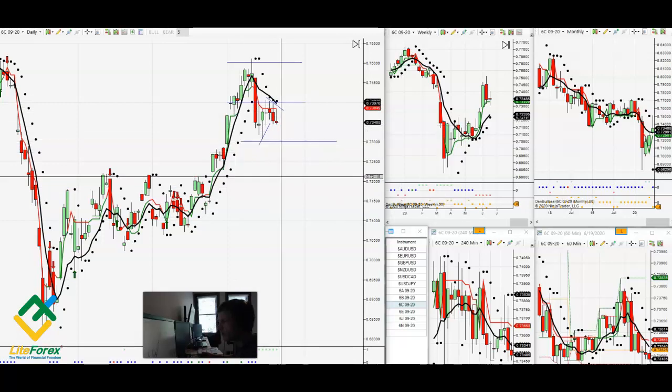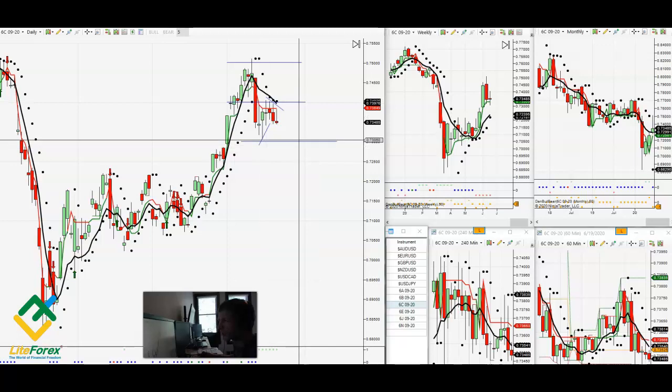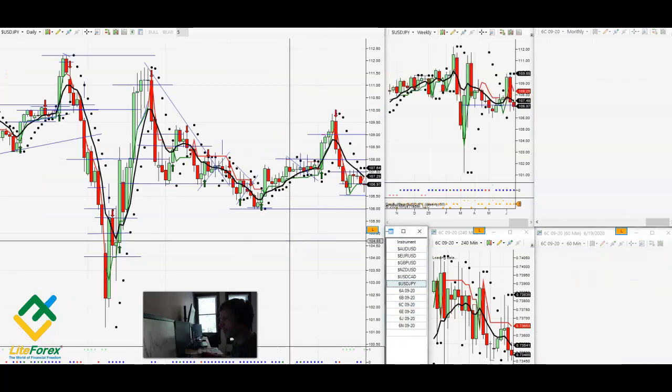73 is going to be a very important support level. You can see on the 15th it came down and hit 73.080, pulled up. So that's the support for the Canadian dollar. Let's see if it can come down and test that at the same time the USD CAD breaks its resistance to the upside. Okay, lastly, USD yen.